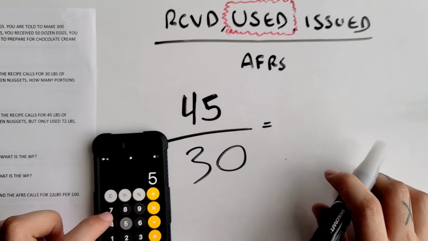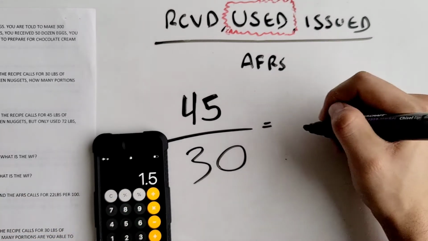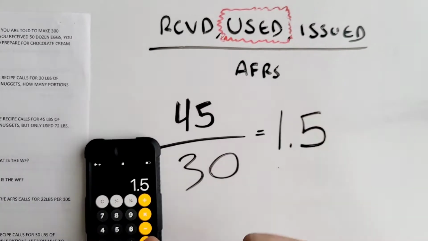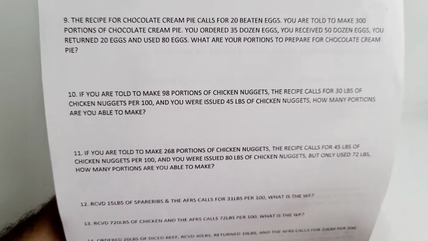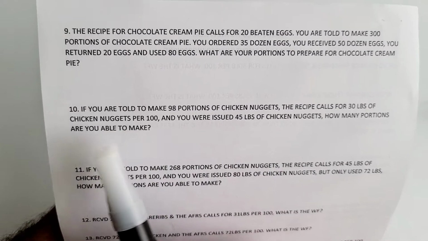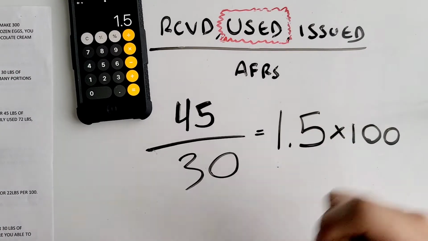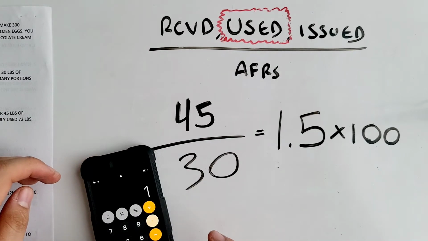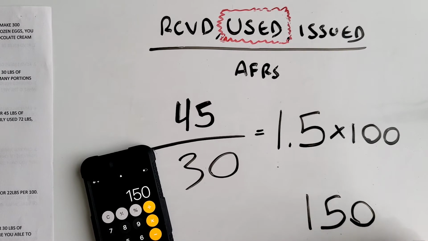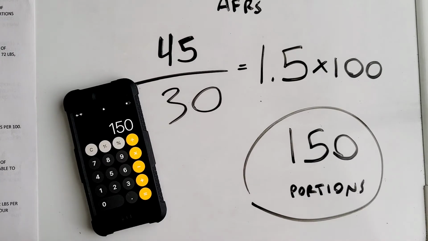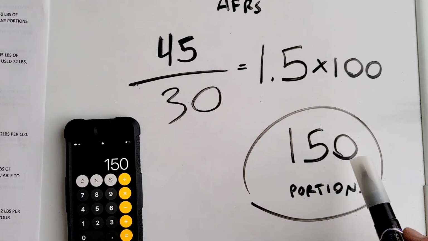So you got 45 divided by 30, which equals 1.5. So that is your working factor. So again, it's not asking for your working factor. It's asking how many portions are you able to make. So all you got to do is multiply your working factor by 100. Which equals 150 portions. So that's your answer. So with the 45 pounds of chicken nuggets that you used, you can make 150 portions.